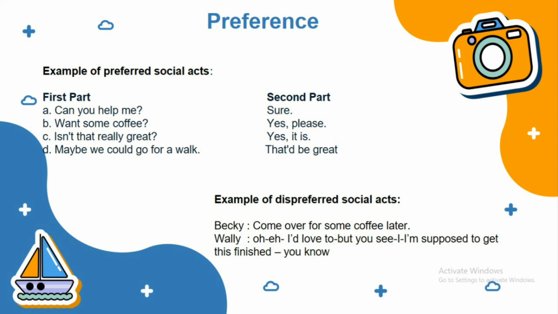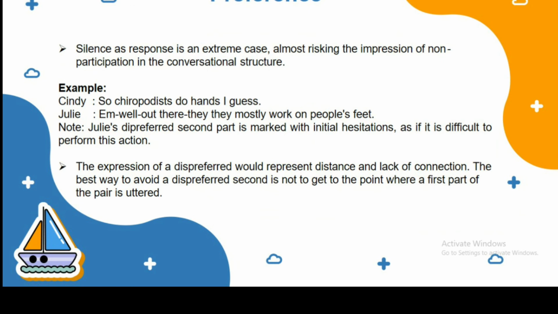Sometimes the second part is silence in response to the first part. Silence as a response is an extreme case and it almost risks the impression of non-participation in the conversational structure. For example, Cindy: so podiatrists do hands, I guess? Julie said: well, out there, they mostly work on people's feet.